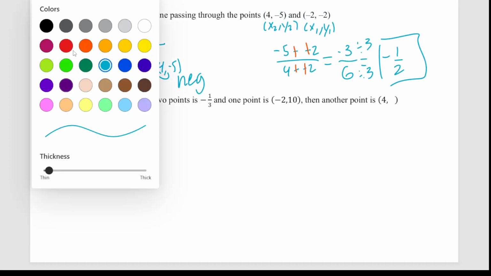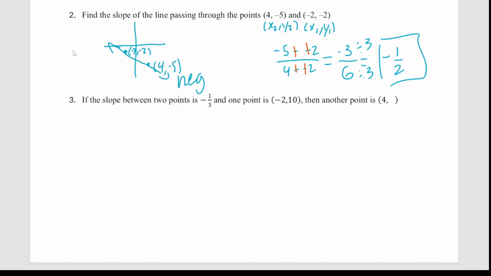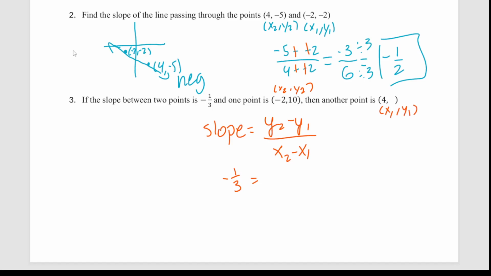We also could find missing information using the formula. So a problem like this is somewhere where you definitely want to be using the formula, that we know that slope is equal to y2 minus y1 over x2 minus x1. In this case, they gave us the slope was negative 1/3. And then I'm just going to arbitrarily label. I'm going to choose to make this one x2, y2, and I'm going to make this one x1, y1.